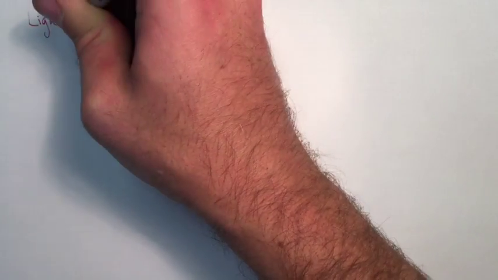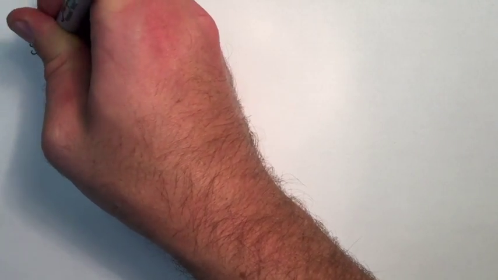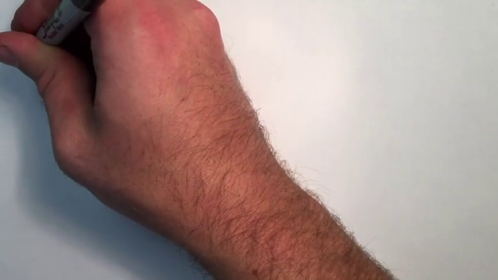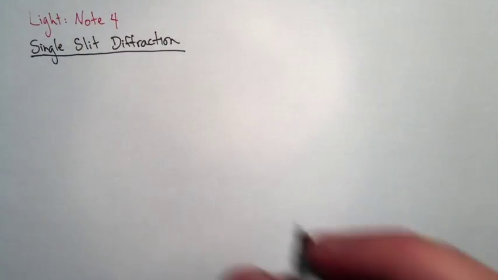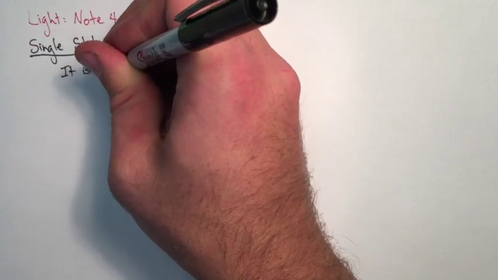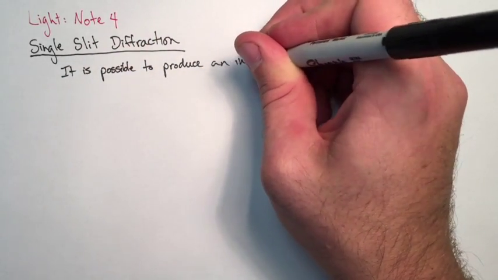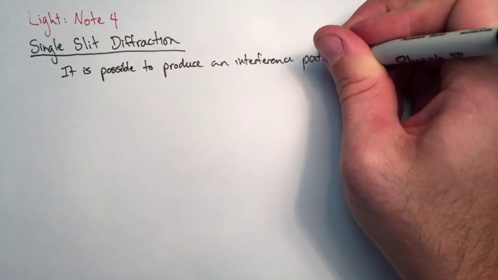Grade 12 Physics, Light, Note number 4, Single Slit Diffraction. In this note, we're going to notice that an interference pattern can also be created through a single slit if we shine monochromatic light through it that's all in phase with one another.